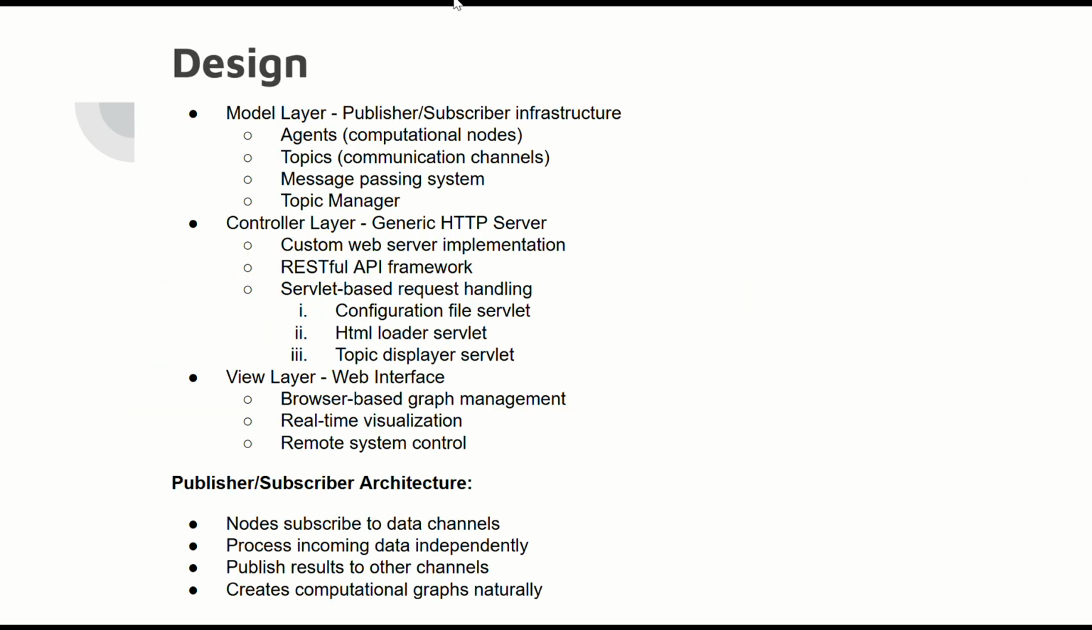First, we have the model layer, which comprises the publisher and subscriber infrastructure. We have agents, which serve as nodes in the graph, and we have topics which help agents communicate with one another. An agent can subscribe to topics and publish to topics. If an agent publishes to a topic, then it will send what is called a message to that topic, and that message will be sent to all of the topic's subscribers.